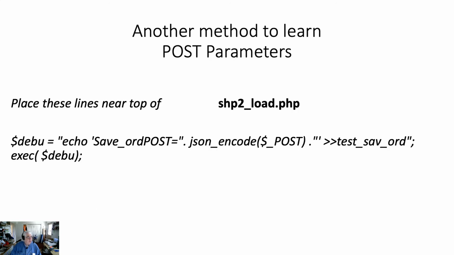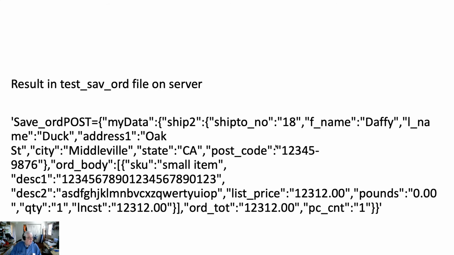And there's another way to do that. We can, in ship2load, the called program, put in that we're going to put out, JSON encoding the value of POST, and run it. And if we do that, we get a value that looks like this.